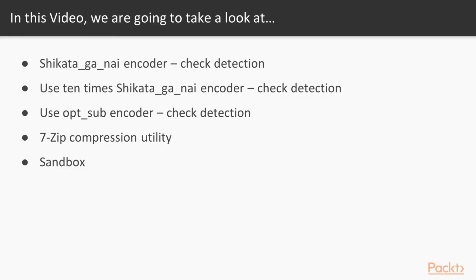In this video, first we are going to run the Shikata Ga Nai encoder and check for the detection, then use the same encoder 10 times and check for the detection. After that, we will use the opt-sub encoder. Following that, we will use the 7-zip compression utility, and finally see sandbox.